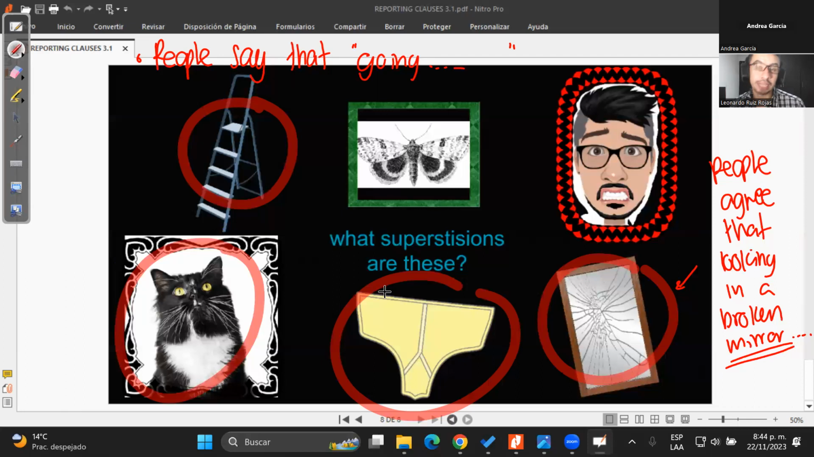Also, they say, or people assert, or people claim that breaking a mirror brings you 7 years of bad luck. So when you break the mirror, it's going to be 7 years of bad luck, right? Bueno, muy bien, very good.